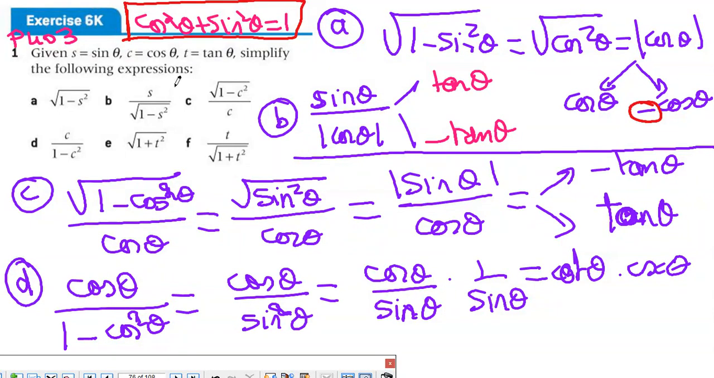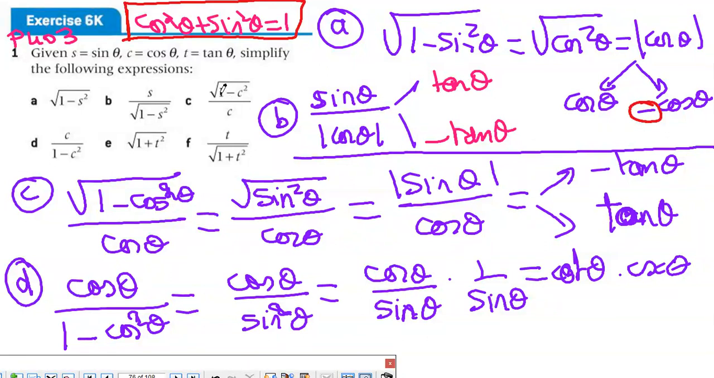In B, it's sine theta over radical 1 minus sine squared. Again, what is radical 1 minus sine squared? We did it now. It's either cosine or minus cosine. So either it's sine over cosine, tangent, or sine over minus cosine, it's minus tangent theta.